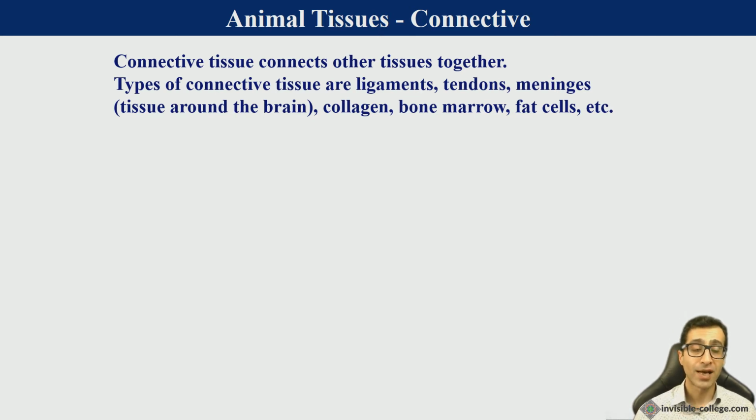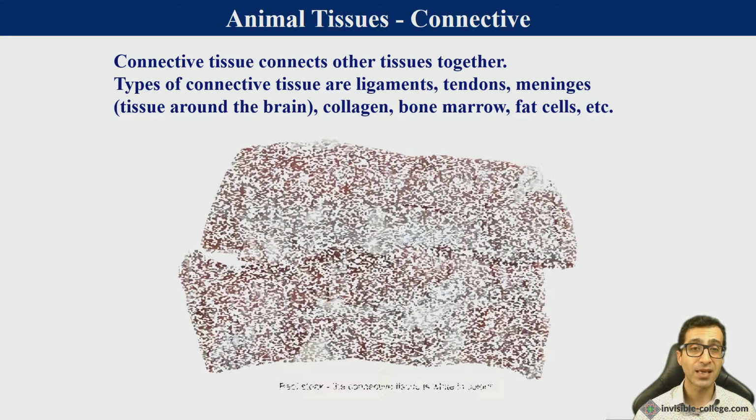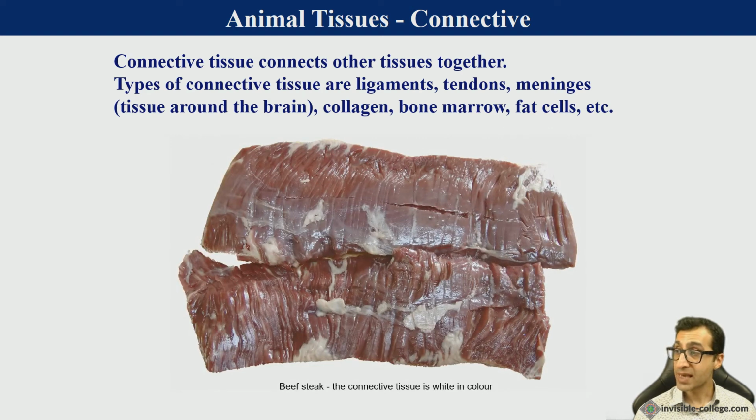So for example, and vegetarians and vegans, you might want to turn away at this next diagram here, but for example, if you take a slice of beef or a steak, you can see that the connective tissue is these white sections that you see here, whereas the muscular tissue are these reddish sections that you see underneath.